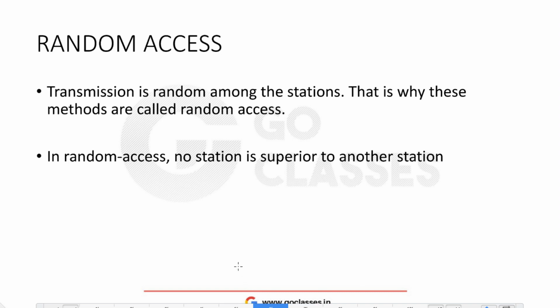Now this CSMA/CD comes under the random access. And what is random access? In random access, the transmission is random among the stations. This is why it is called a random access protocol.